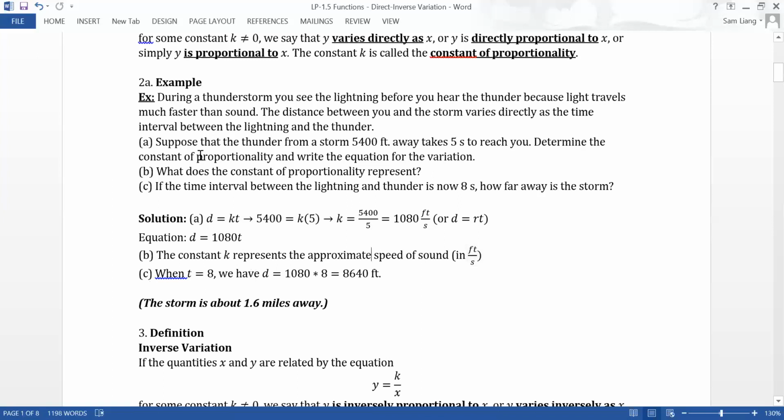Okay, and then part C, the time interval between lightning and thunder is now 8 seconds. How far away is the storm? Okay, so when t equals 8, we're going to use that same formula, d equals 1080t, so d equals 1080 times 8, so therefore the distance would be 8,640 feet. All right, pretty simple. And just FYI, if you're interested, that's 1.6 miles if you convert that to miles.